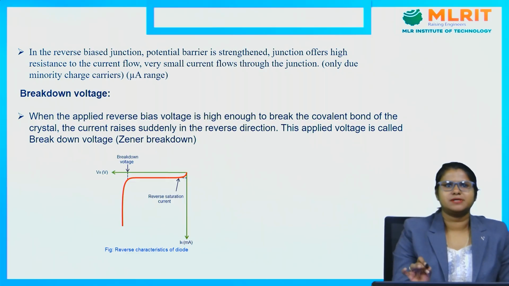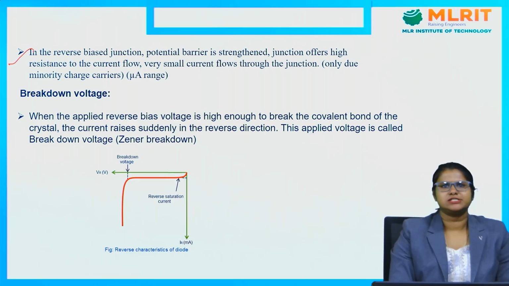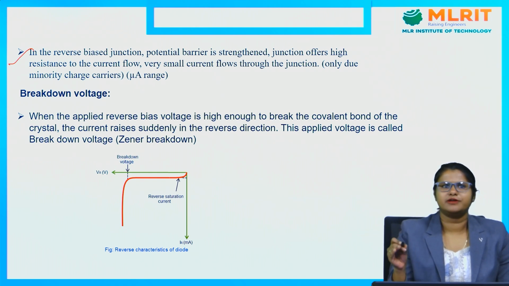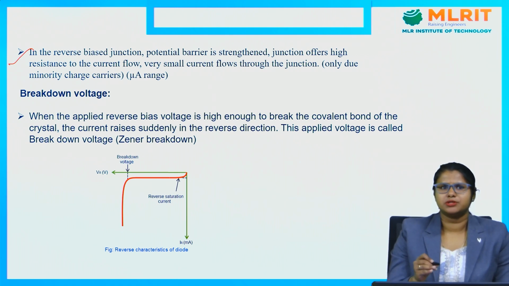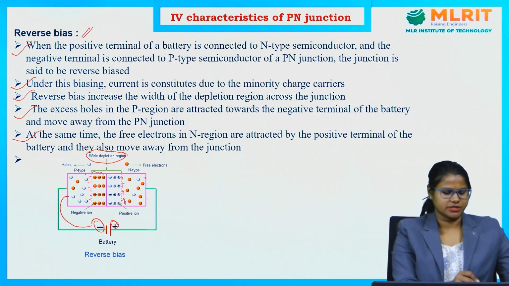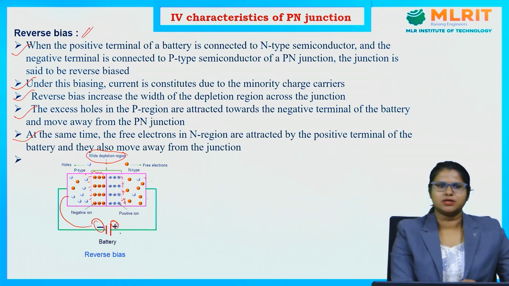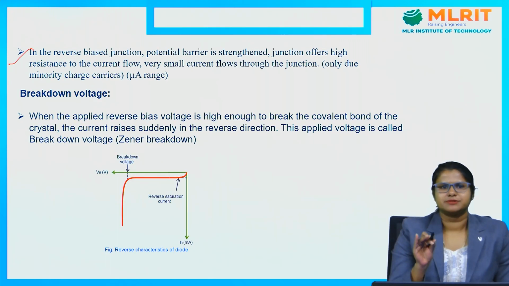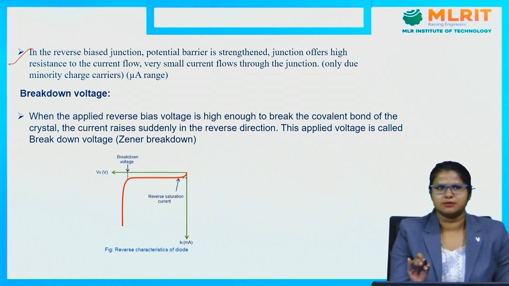In this reverse bias junction, the potential barrier will be stronger and the junction will offer high resistance to the current flow. But a very small current will flow through the junction due to the minority charge carriers, because outside also, as I said, these charge carriers will be attracted to the terminals of the battery. So a very small flow of current can be observed here.